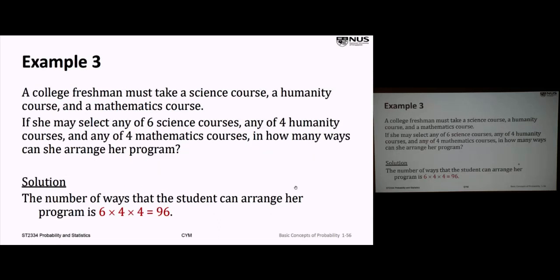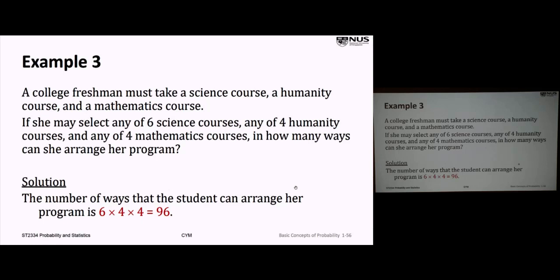Okay, example 3. This is actually easier than the previous one. It's a college freshman, and this individual has to take a science, a humanities course, and a math course. She can select one of 6 science courses, any of 4 humanities, and any of 4 mathematics. How many ways can she arrange her program?